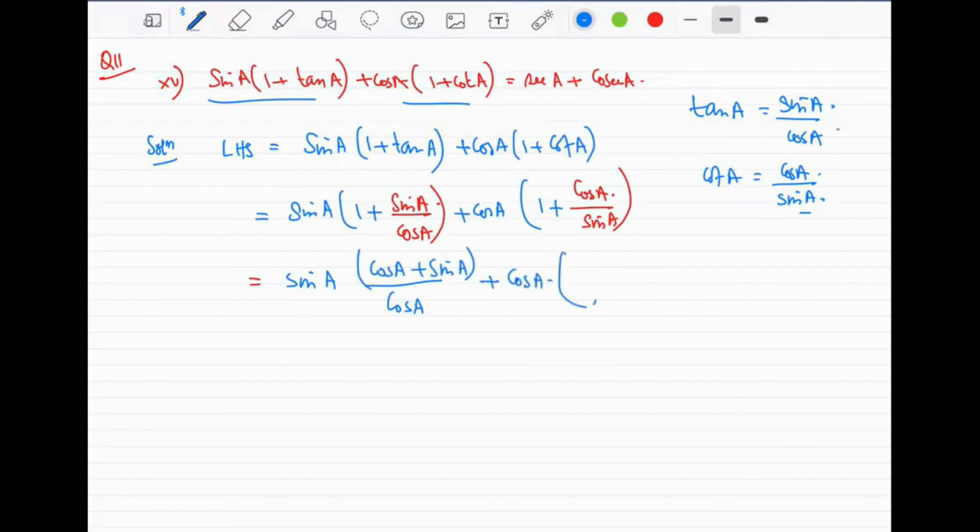We are going to do the same here. There is 1 by 1 here. Multiply 1 and sine A, we will get sine A, and then do cross multiplication. Sine A plus cos A.